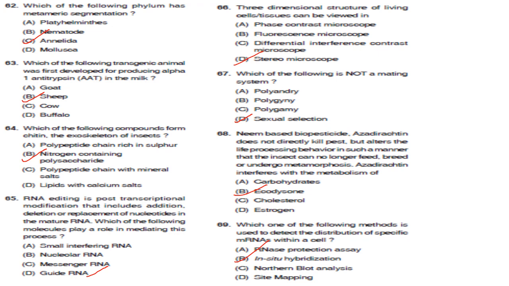Then, the three-dimensional structure of living cells or tissues can be viewed in. So, it can be viewed using a stereo microscope. Answer is option D. Then next one.